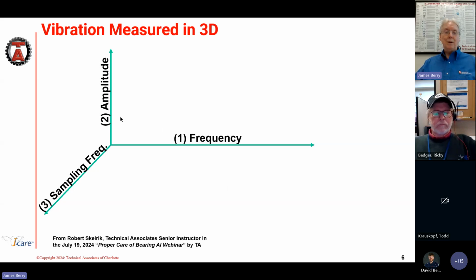And he brought up a really good point. He had amplitude versus frequency. That's our spectrum. But he brought up one other thing, the sampling frequency. Why is that important? Because you need a sampling frequency, and that has to be correctly done in order to truly capture meaningful spectra, for that matter, but also truly meaningful waveforms.